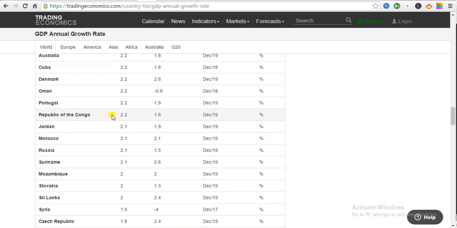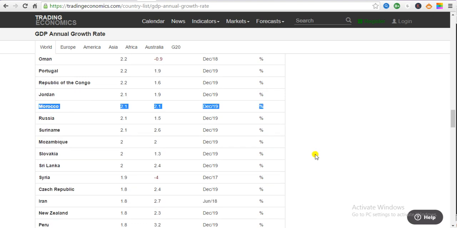Portugal is here. Congo should be growing faster than 2% because there's a lot that can happen in Congo. You can do a lot. So if Congo is growing at 2%, how long will it take for it to catch up with Dubai? So it has to grow quicker. Morocco is a pretty huge economy already, so 2.1% might be fair for what it already is, what it represents.